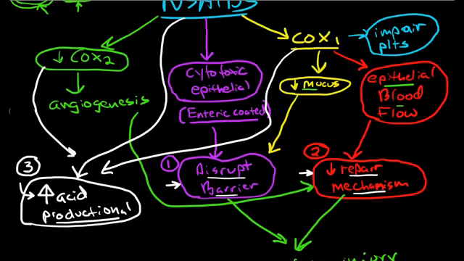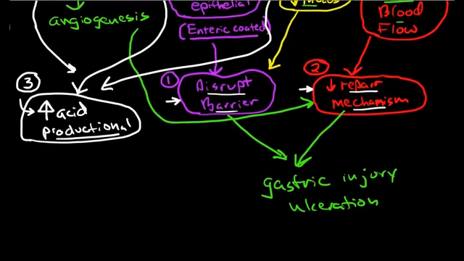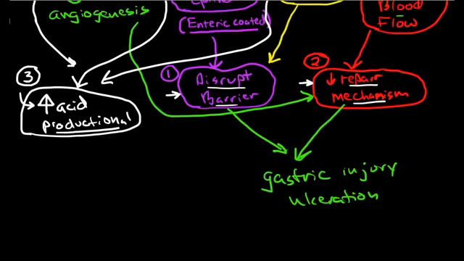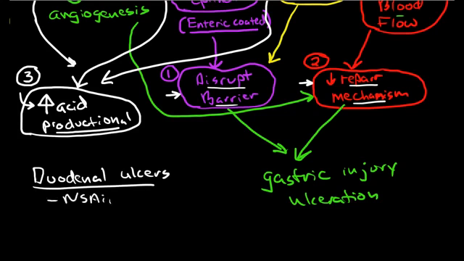Now, peptic ulcer disease is also related to duodenal ulcer disease, and I'm not going to get into the details of that. Perhaps I'll come back later and make a separate video on duodenal ulcers. Duodenal ulcers are also caused by NSAIDs and H. pylori, and a lot of the same mechanisms are involved.